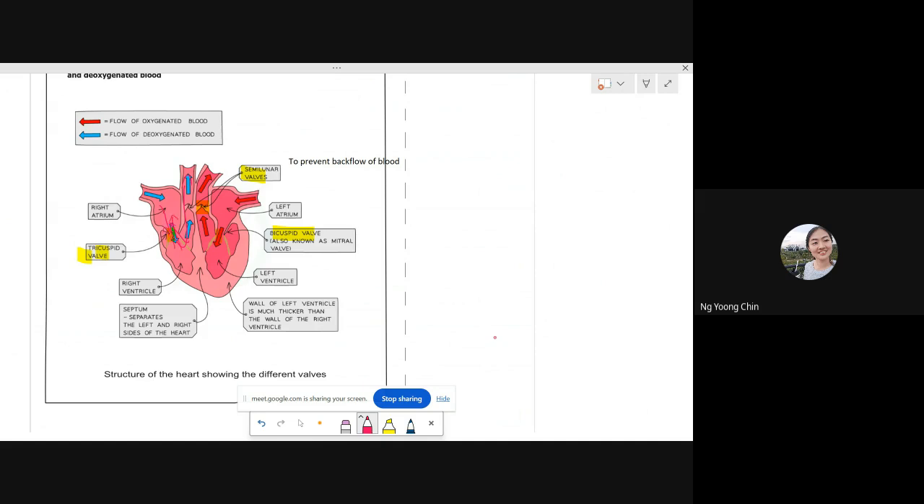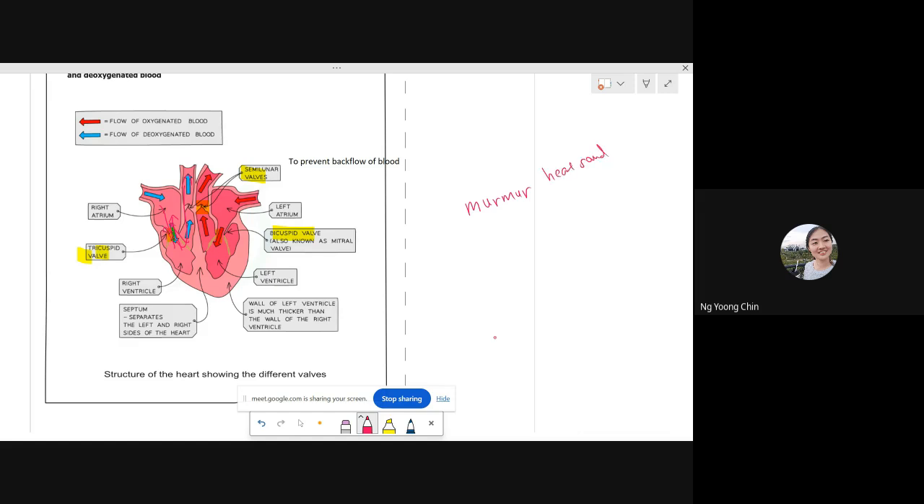So the blood must be moving forward, right? But due to this incomplete closure of the valve, some of the blood will flow back. So this will give an abnormal sound, which is called a murmur. This you did not learn in your IGCSE exam, but you can look it up, okay, which is a murmur. A murmur is a kind of abnormal heart sound.